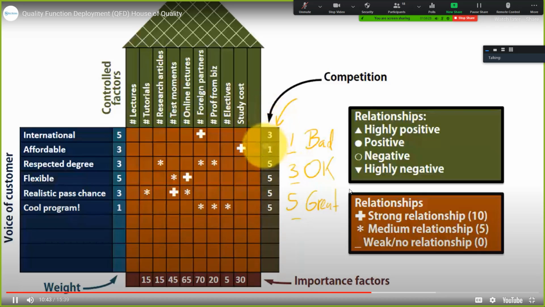In this particular case, for instance, we gave a score hypothetically of 1 in terms of the affordability when we look at our competitors. So in this hypothetical example, our main competitors have very bad affordability. In other words, their degrees are very expensive.